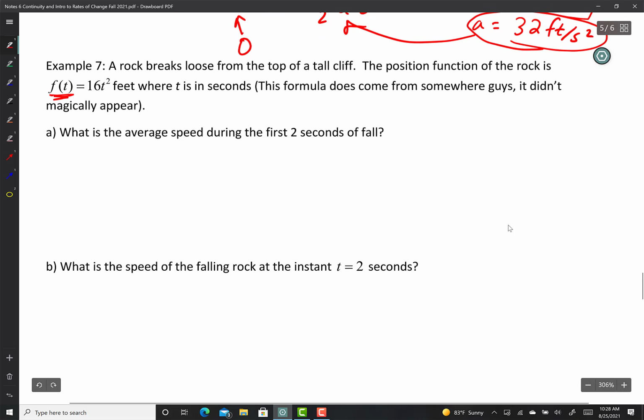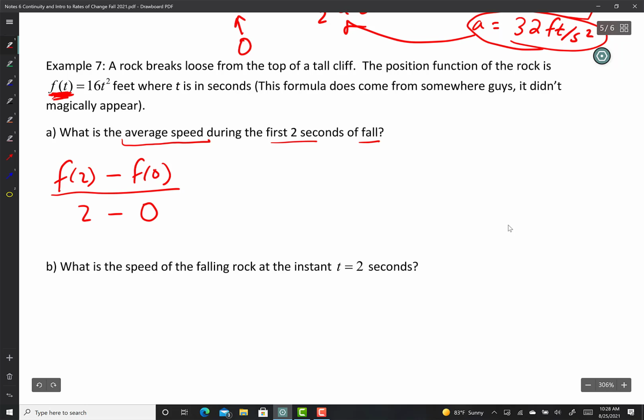Guys, all right, let's focus. All right, here we go. It says, what is the average speed during the first 2 seconds of fall? I know this is going to tell me my position, because it gives me the position function. If I want to know the average speed, that's just regular physics. I can do my position at 2, that's final position, minus my position at 0, divided by the change in time, 2 minus 0. Does that make sense to everyone?